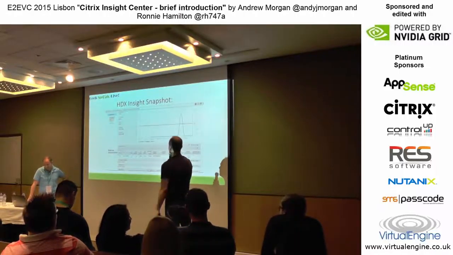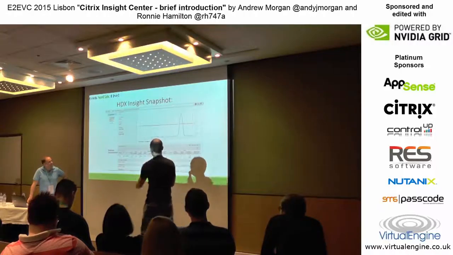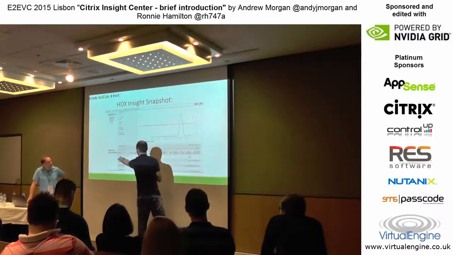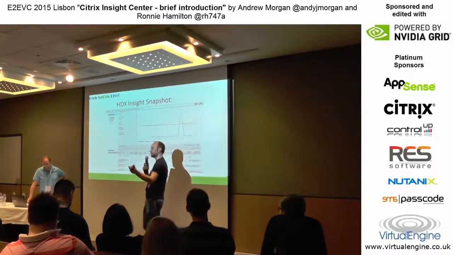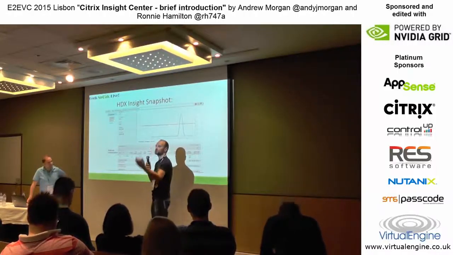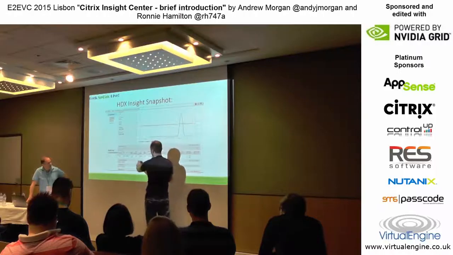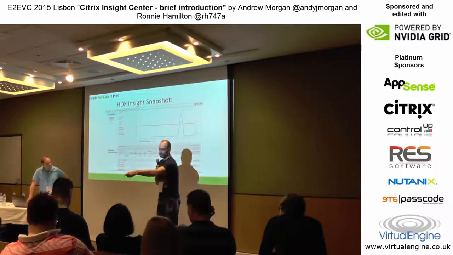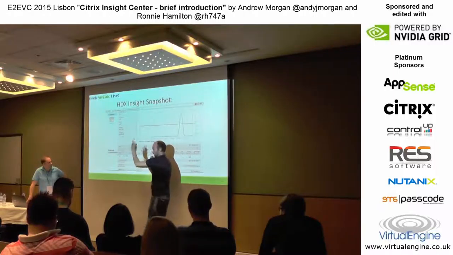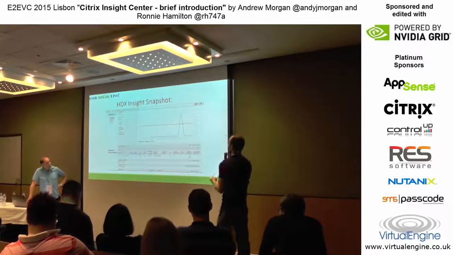HDX Insight snapshots. One of the features that I really liked, remember we talked about our multi-hop enhancements? Now you can get a diagram of where the user is coming from and what path the traffic has traversed, whether it's over CloudBridges, NetScaler, or whatever else, and you get a graph in there. You've got your WAN latency and your data center latency, so latency between the NetScaler and the endpoint, and WAN between the NetScaler and the person out there. So it's good. Lots of useful information.